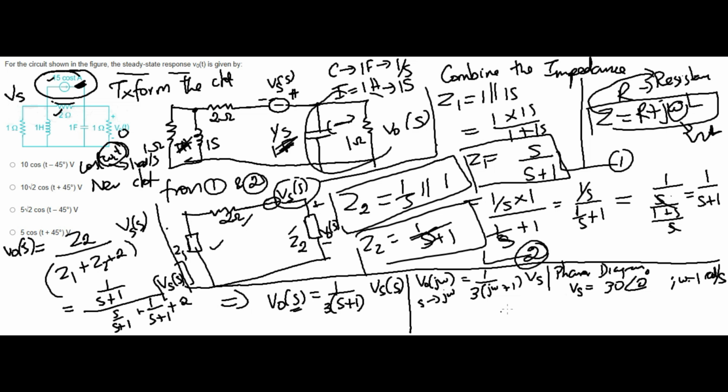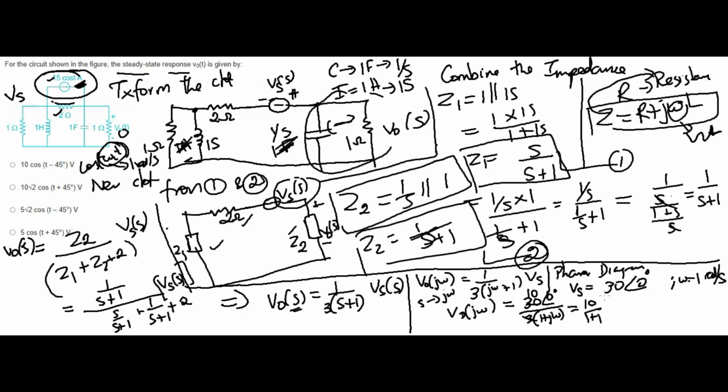Don't forget. So now here V naught of j omega is also equal to the Vs value, you have to substitute 30 into angle 0 divided by 3 into j omega, 1 plus j omega, you can write 1 plus j omega. Okay, 1 plus j omega, so you can make a cancellation to get 10, is it right? This is equal to 10 divided by 1 plus j.